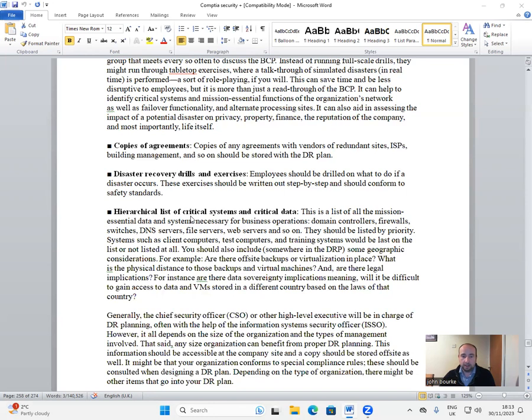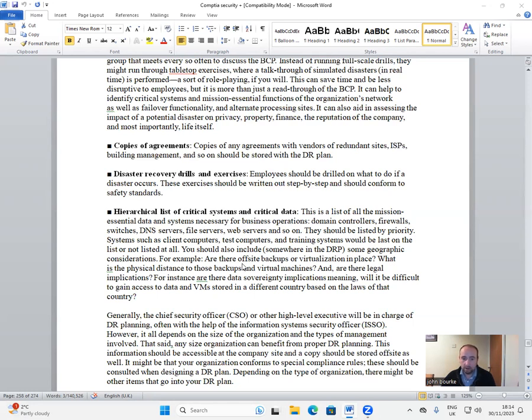Hierarchical list of critical systems and critical data. This is a list of all mission essential data and systems necessary for business operations: domain controllers, firewalls, switches, DNS servers, file servers, web servers, and so on. They should be listed by priority. Systems such as client computers, test computers, and training systems would be last on the list, or not listed at all. You should also include somewhere in the DRP some geographic considerations.